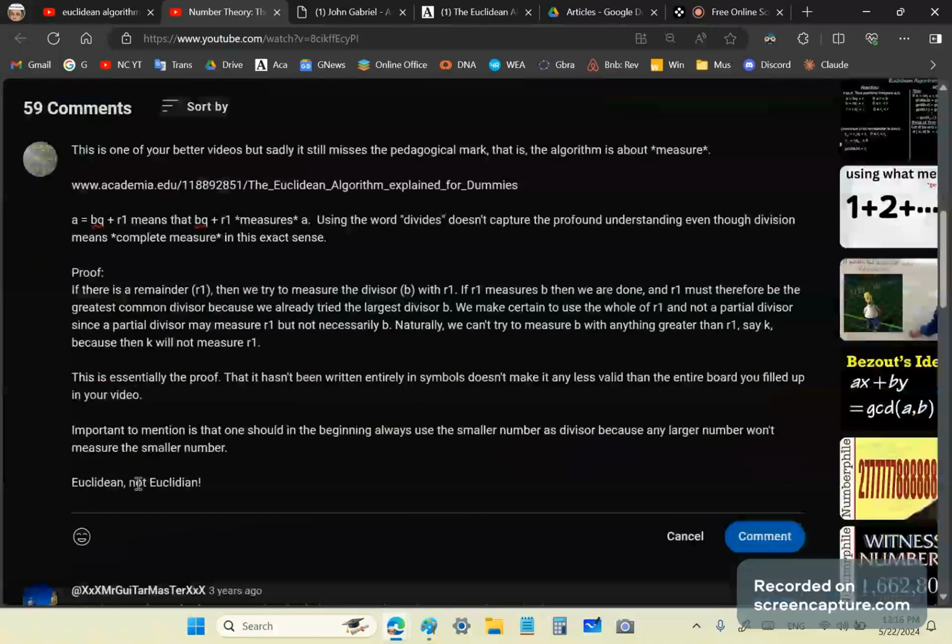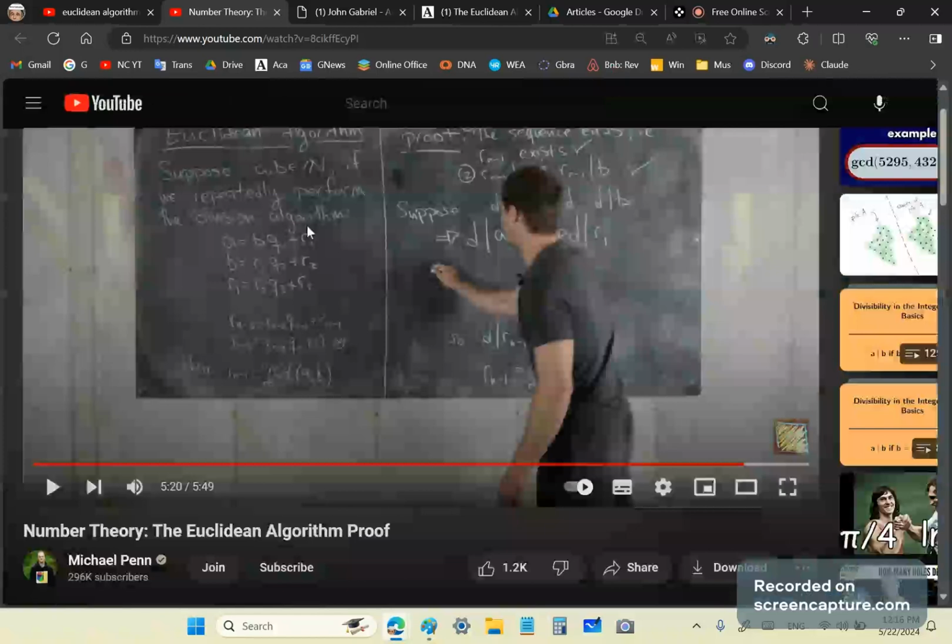So coming back to this, it's important to mention that one should, in the beginning, always use the smaller number as divisor, because any larger number won't measure the smaller number. So if you, for example, had to come along here and say, let's use a number greater than R1 for the second one, then it's not going to measure R1. It might measure B, but it's not going to measure R1. And if you choose a number smaller than R1, it might measure R1, but it may not necessarily measure B, okay?